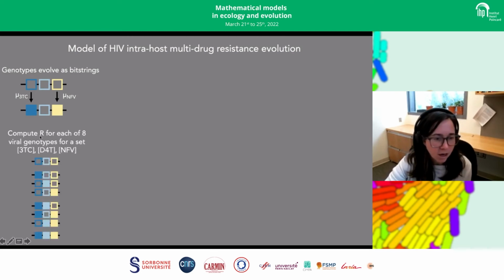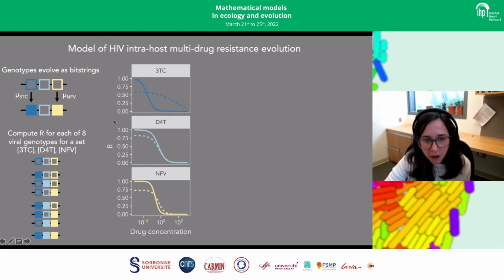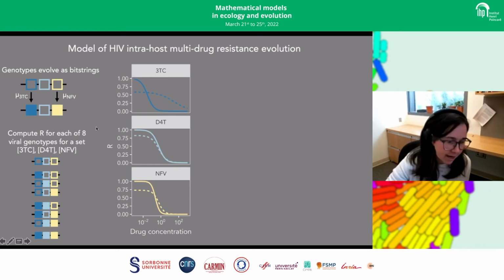And then what we can do is compute the R0 for each of the viral genotypes for a given set of drug concentrations, 3TC, D4T, and NFV, from an entirely drug-sensitive virus to an entirely resistant one. And the way that we get these R0s is by looking at the empirically measured drug concentration dose response curves for these three drugs in question, 3TC, D4T, and NFV.